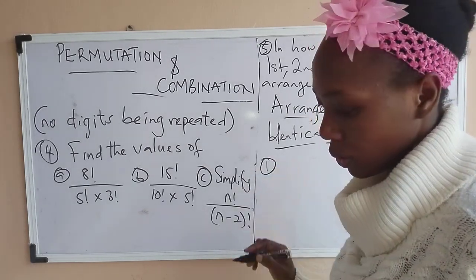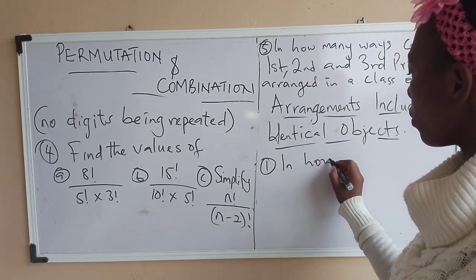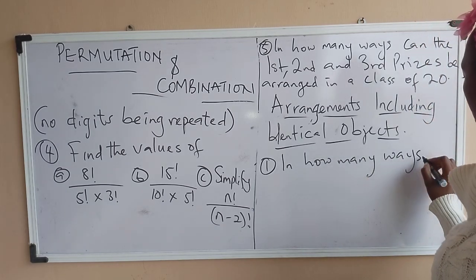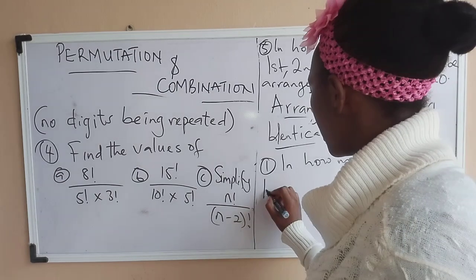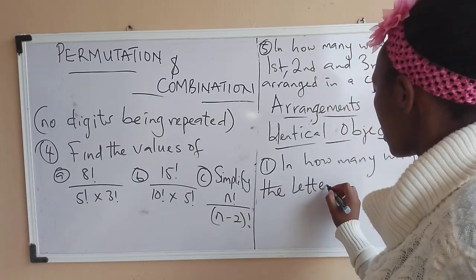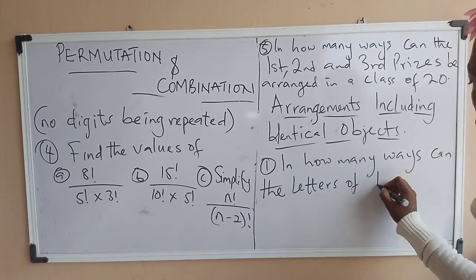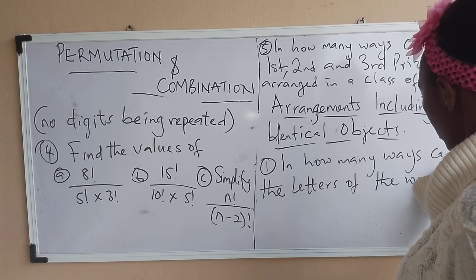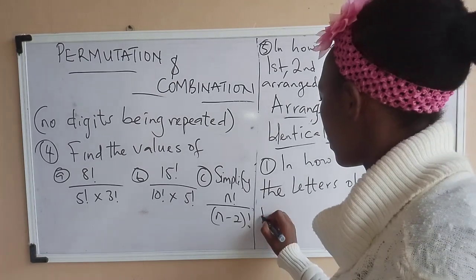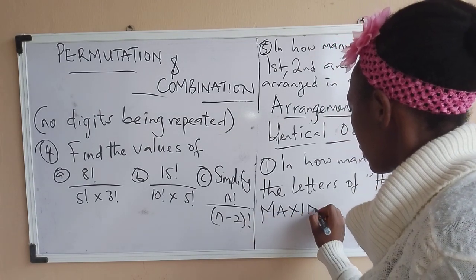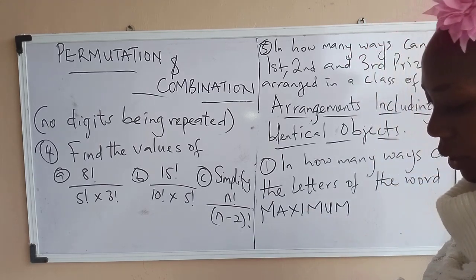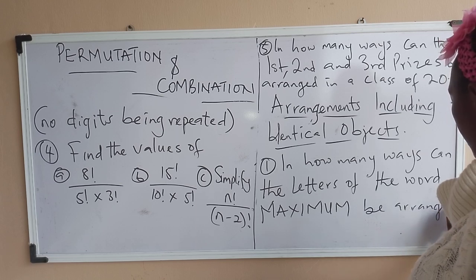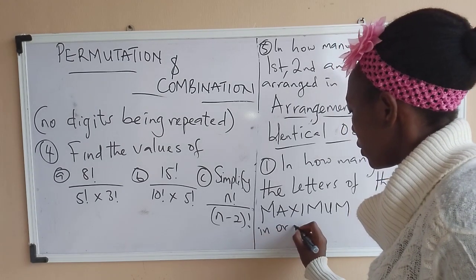So number one question, in how many ways can the letters of the word maximum be arranged in order?